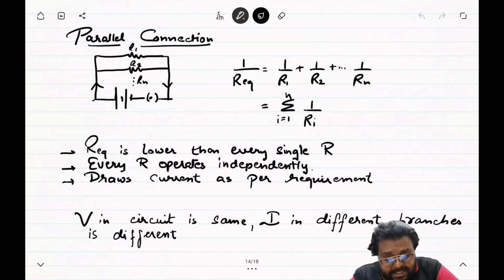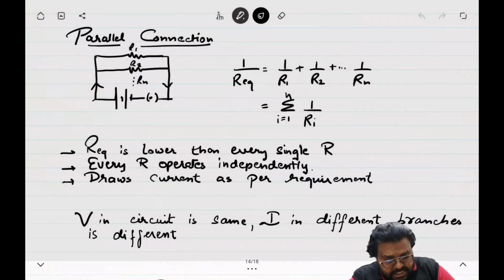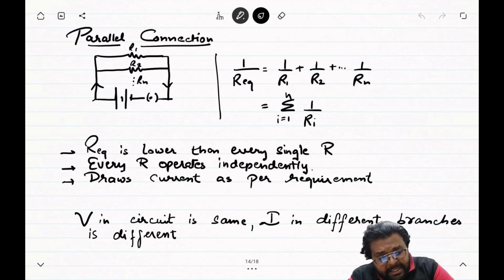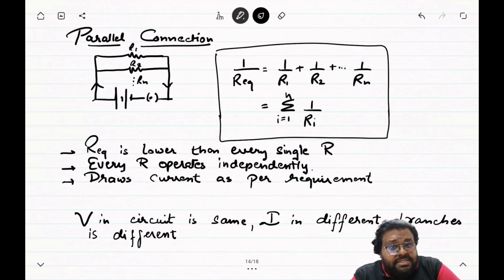Talking about the other scheme, that is the parallel scheme. In the same way we can do a derivation of the parallel scheme also. And in the parallel scheme, 1 by R equivalent is equal to 1 by R1 plus 1 by R2 plus 1 by R3 and so on up to 1 by Rn. This is when all the resistors are connected in parallel. That means all the resistances start from a point and end at a point. The R equivalent which is obtained is always lower than every single individual resistance in the circuit which are connected in parallel. But the major advantage is every R can operate independently.